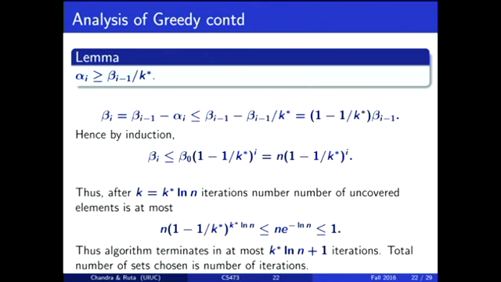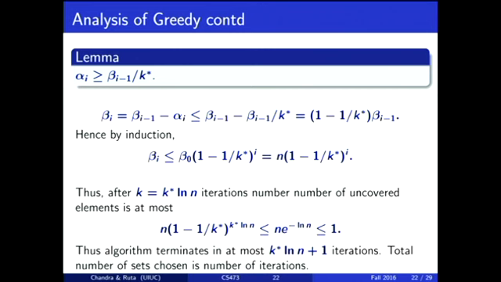Well, what do we know? Alpha I is at least beta I minus 1 over k star, right? So we can say this is less than or equal to beta I minus 1 minus beta I minus 1 divided by k star. So this is equal to 1 minus 1 over k star times beta I minus 1. So from this what we get is beta I is less than or equal to 1 minus 1 over k star times beta I minus 1. That's all. What is it saying?